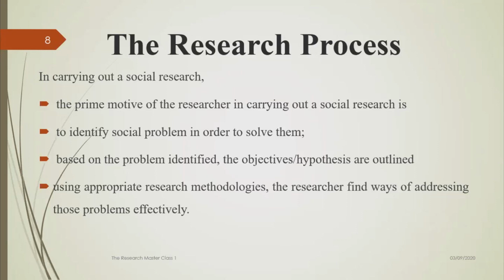I need to know a problem exists. So the researcher will first of all have to identify a problem in the society, because we are looking at social research. So you have to find out a problem you are going to solve. And then based on the problem you come out with, you need to also identify your objectives or the hypothesis you want to test. Then based on your objectives, you outline the appropriate research methodologies, and then you find ways of addressing these problems effectively.